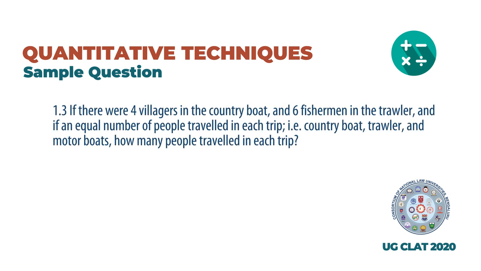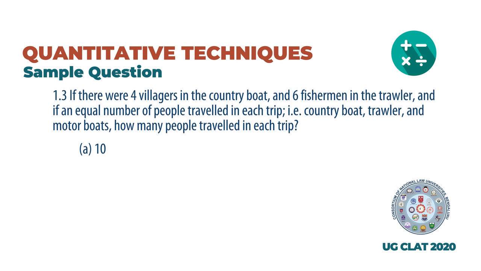If there were 4 villagers in the country boat and 6 fishermen in the trawler, and if an equal number of people travelled in each trip, that is, the country boat, trawler and motorboats, how many people travelled in each trip? Your options are A. 10, B. 6, C. 9 or D. 8. The correct answer is A, and this is how we arrived at the calculation.